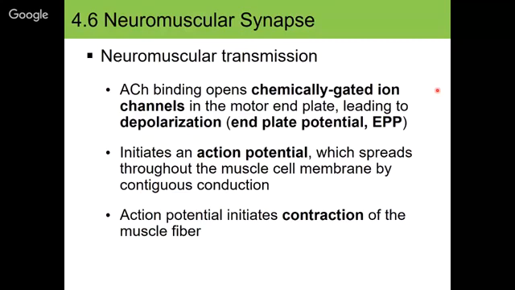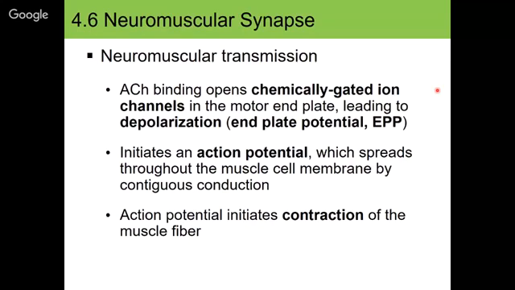So it's happening in the motor end plate. So we call this EPP. Now, once this end plate potential happens, it basically can in turn cause an action potential, which spreads to the rest of the muscle cell in both directions, actually, via contiguous conduction, which we've already talked about. So there's no myelin sheath around a muscle cell, remember, around a muscle fiber. So action potential is moved by contiguous conduction.